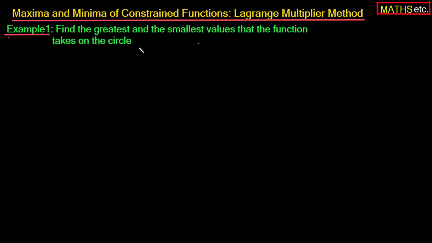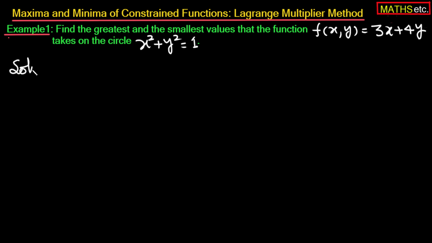So in this example, we have to find the greatest and smallest values that the function f of two variables x and y, given by 3x plus 4y, takes on the unit circle x squared plus y squared equals 1, and we'll solve this problem using the Lagrange multiplier method. So this is our solution. We have to find the maximum and minimum value of the given function. So our function is f equals 3x plus 4y.